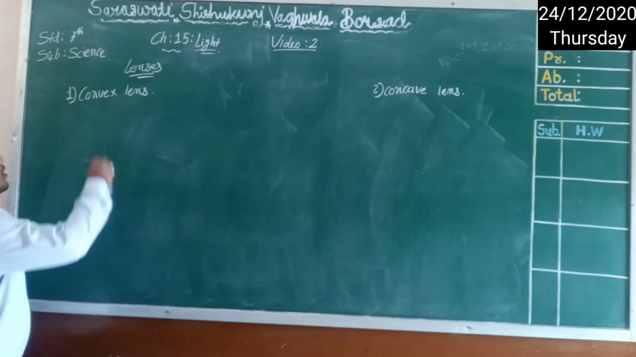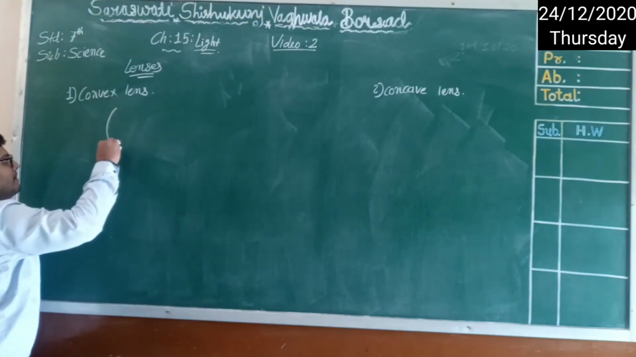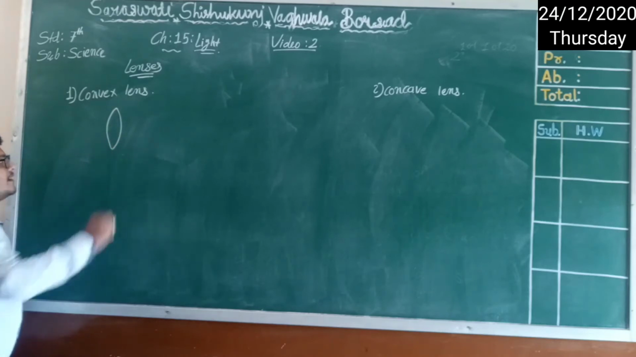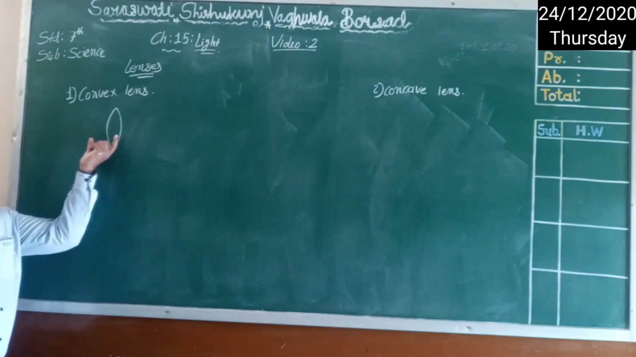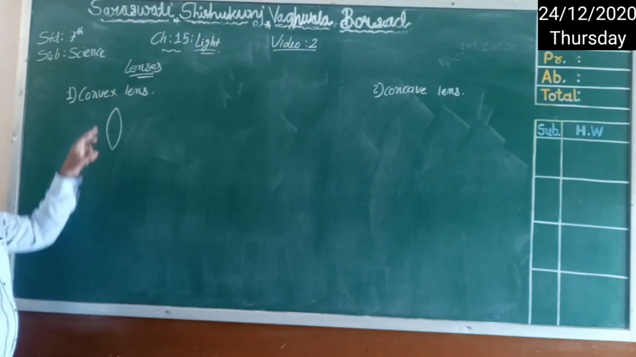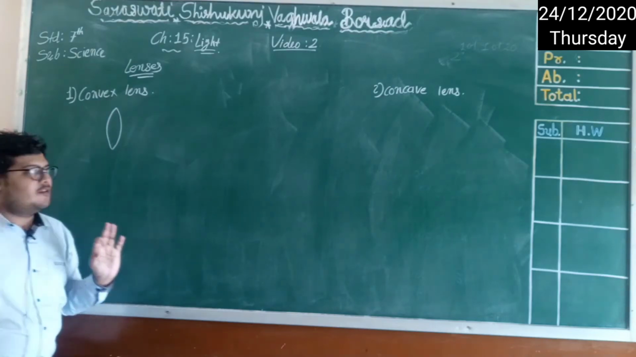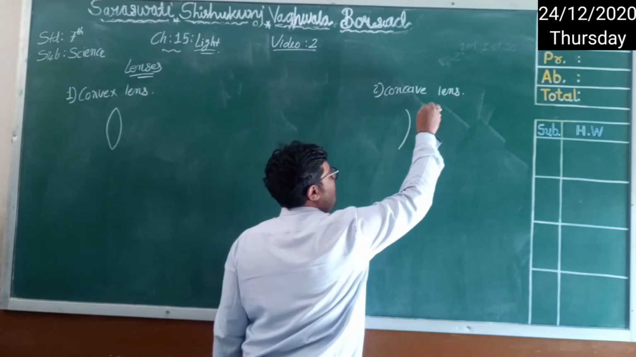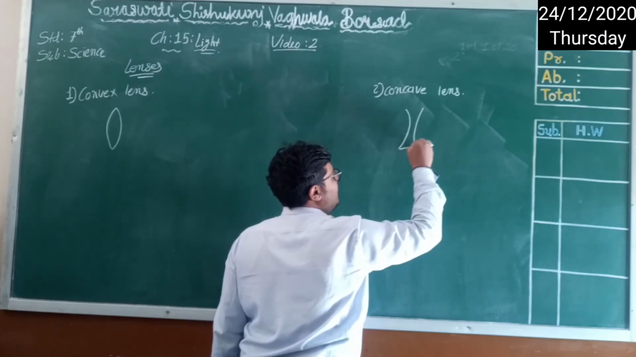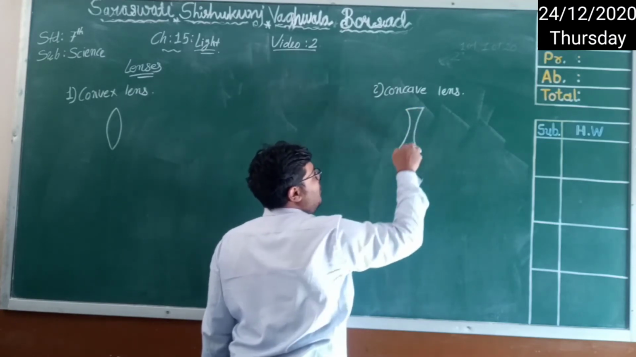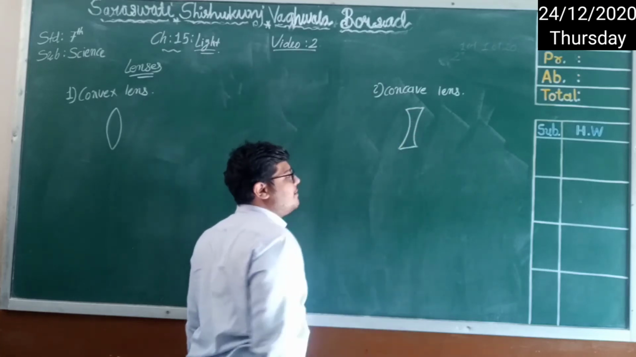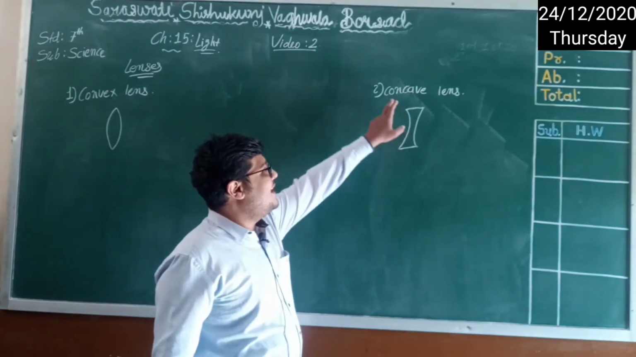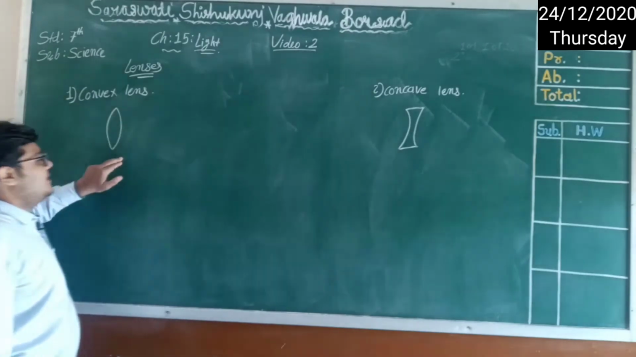The convex lens looks like this, right? It is thick from the middle, and from the edges it is narrow. Now here if you see, it is thick from the edges and narrow from the middle. So this is your concave lens and this is your convex lens, right?